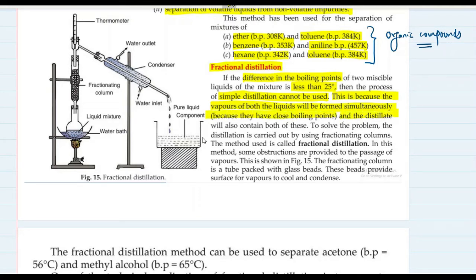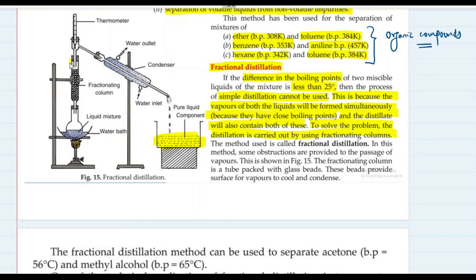And the distillate, this liquid which is separated, will also contain both of the liquids. So then there is no point of separation. To solve this problem, the distillation is carried out by using fractionating columns.